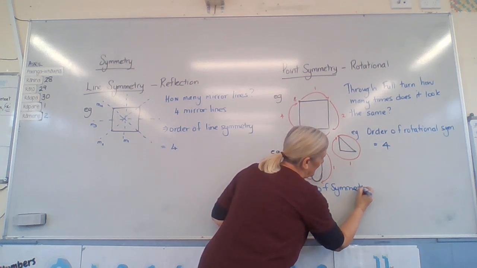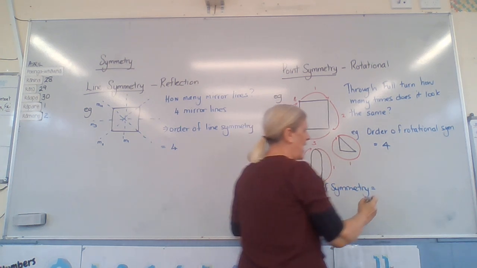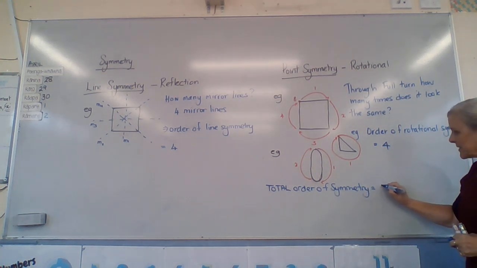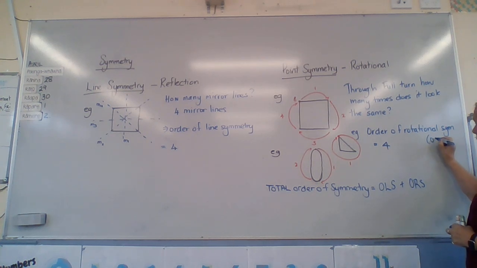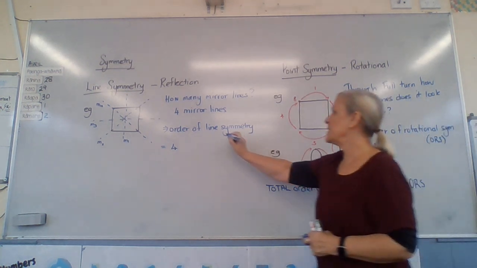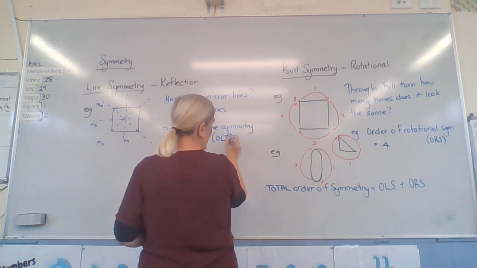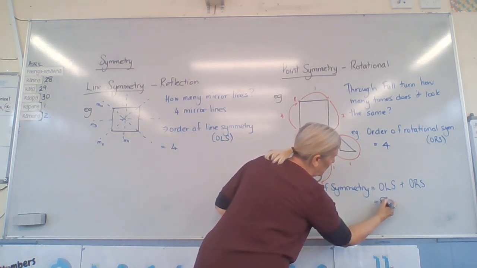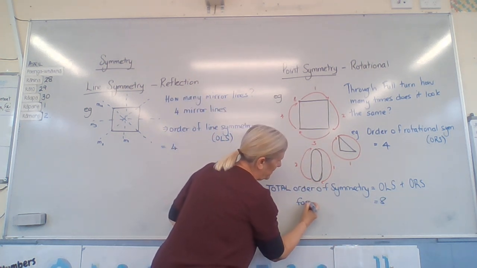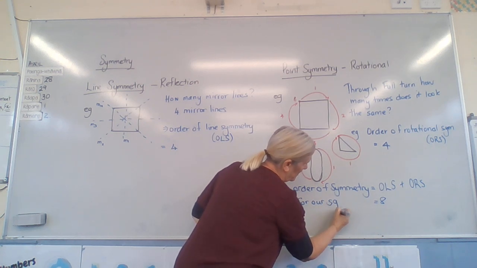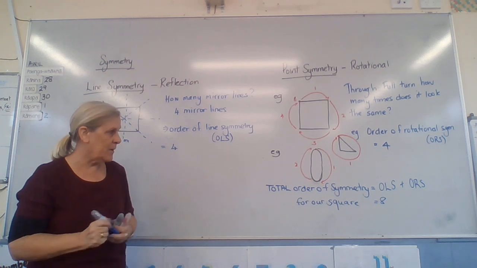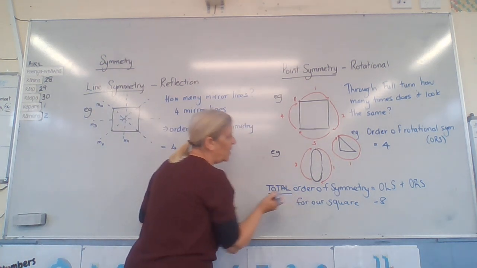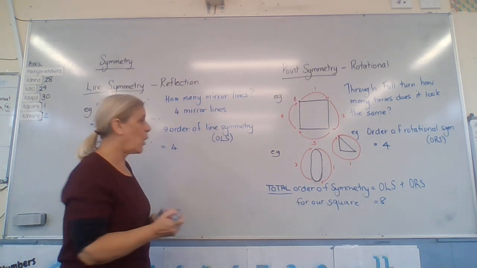So our total order of symmetry is equal to the order of line symmetry plus the order of rotational symmetry, right? This one is the ORS. This one is the OLS. So it equals 8 for our square. All right, we just add them up. But this one is the total order of symmetry, or the TOS.